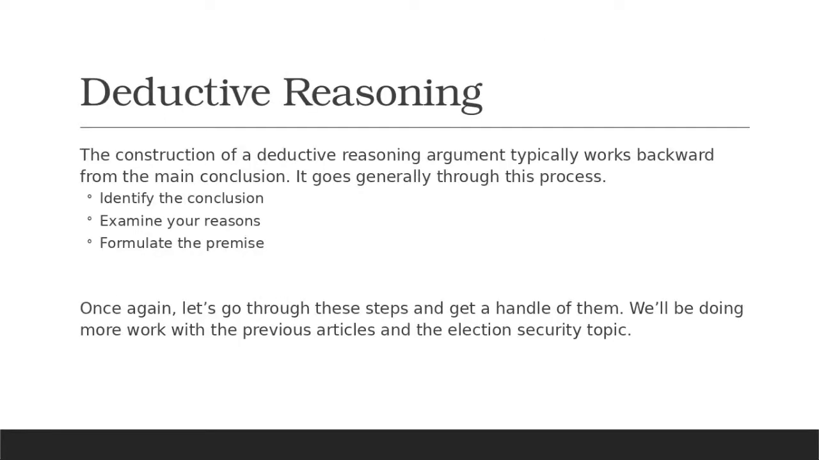That gives us the deductive reasoning. The construction of a deductive reasoning argument typically works backward from the main conclusion and goes generally through this process, starting off by identifying the conclusion, and then examining your reasons, and finally formulating the premise, how your conclusion is going to be proven correct based on those reasons that you've given. We're going to go through the steps again and get a handle on them.